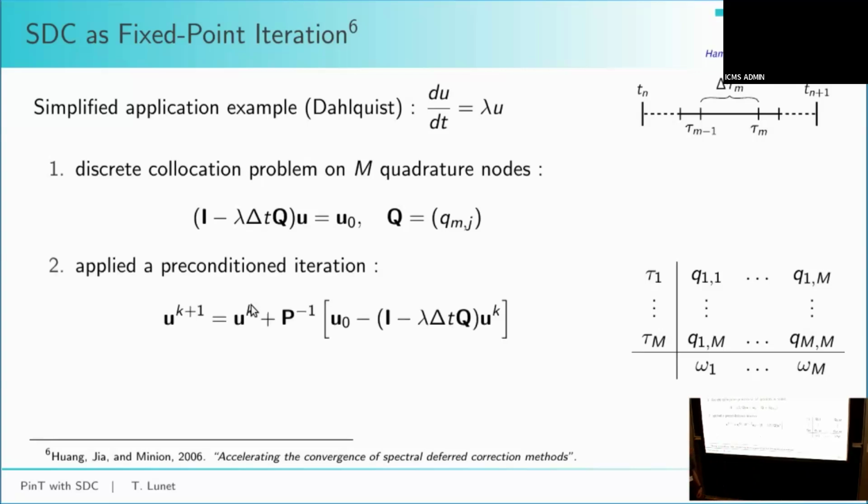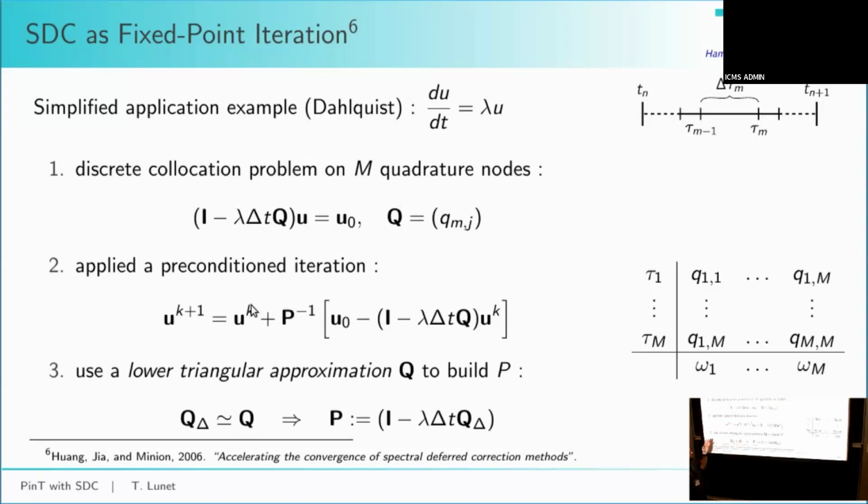Now, what SDC does is, I look at this problem. I only consider the dense Q matrix and I want to solve it using a lower triangular preconditioner. So this P here is actually the preconditioned iteration applied on this problem, where I select this particular approximation Q delta. So until now, nothing very new.